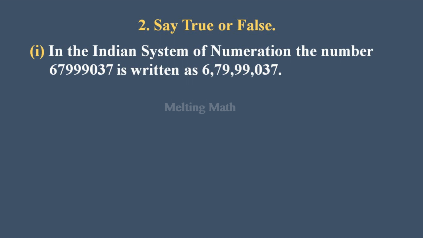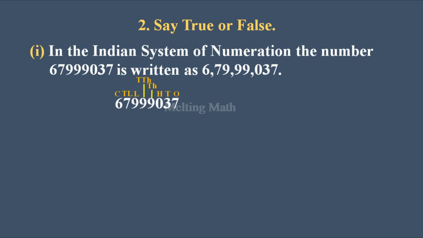So let's clarify whether the statement is right or wrong. Okay, first see this number. In the question itself they are saying it is an Indian system. So write the places of each digit according to the Indian system. We know the last digit 7 is in the ones place, next is the tens place, next hundreds, next thousands, next 10,000, next lakh, next 10 lakh, next crore.